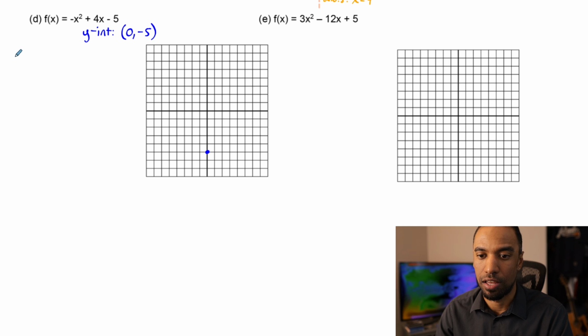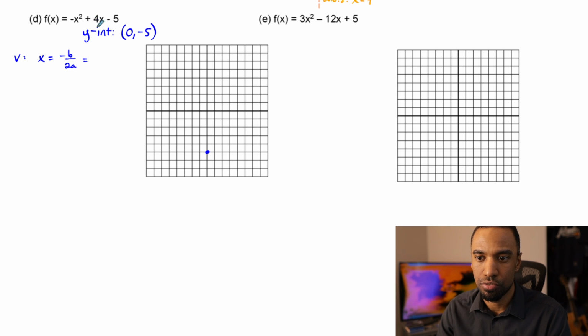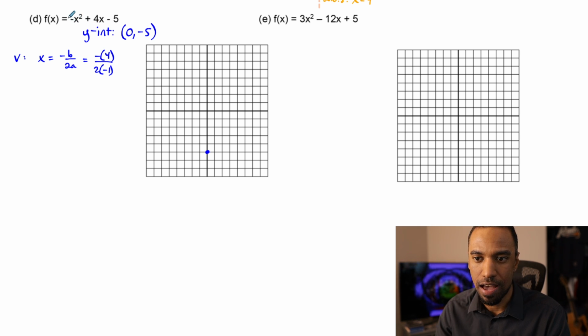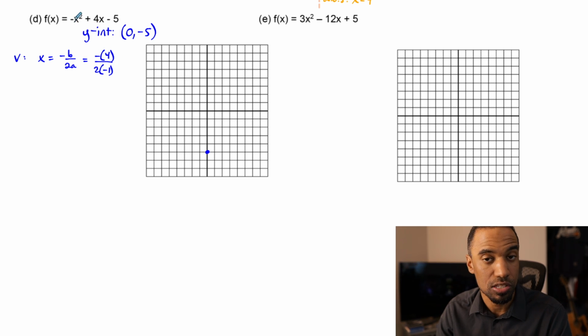The vertex value is achieved by the x value being at negative b over 2a. Remember that, it's at negative b over 2a. The b value here is 4, so we're going to do negative 4 over 2 times negative 1. The a value here is a negative 1. I can't see the 1, but it's there, I promise you. So that's going to be negative 4 over negative 2. Negative divided by negative is a positive. 4 divided by 2 is 2. So the x value of the vertex is at 2.